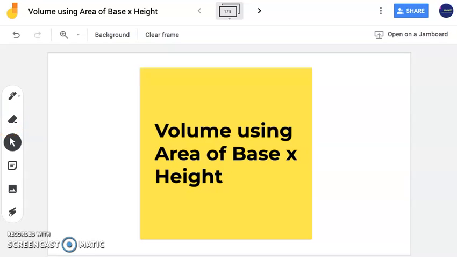Hello, today we're going to explore volume of rectangular prisms using the area of the base times the height. Now we have been exploring volume given length times width times height, which ultimately we have learned that length times width is the area of your base. Times your height will help you find the volume of the given rectangular prism.